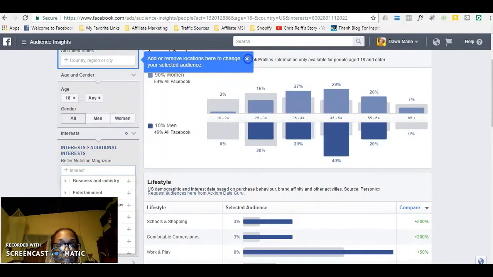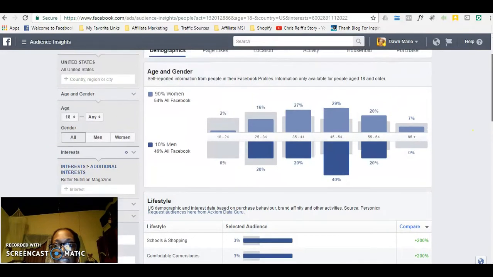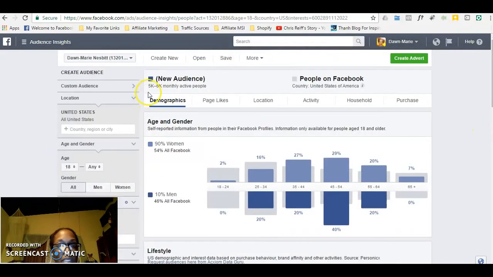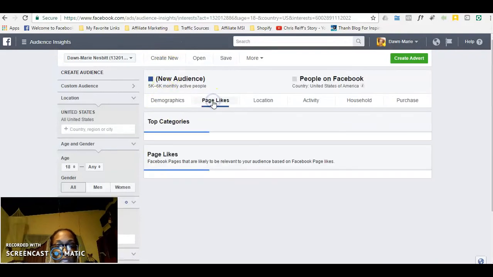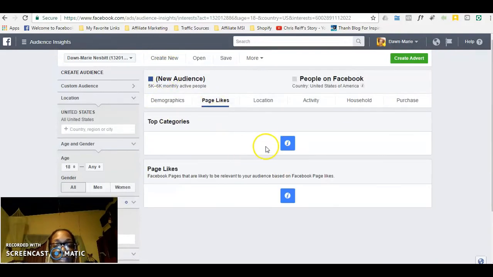And then the most important part is you want to find other interests. I mean, this seems to be a very small audience. So you would find that Better Nutrition magazine, the size of the audience here, is 5,000 to 6,000. This is likely to be a very passionate audience. So we know that it's a passionate audience when we go to page likes, because Facebook doesn't have any information about it. So you would find that with the smaller audiences, Facebook does not have any information about it.